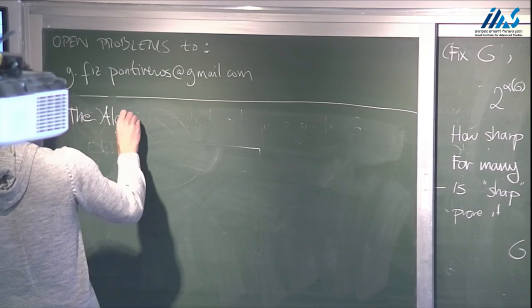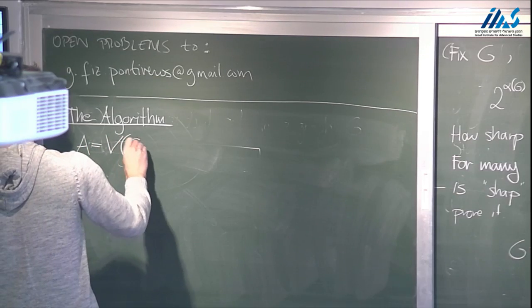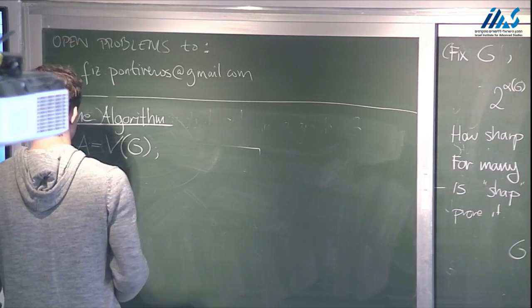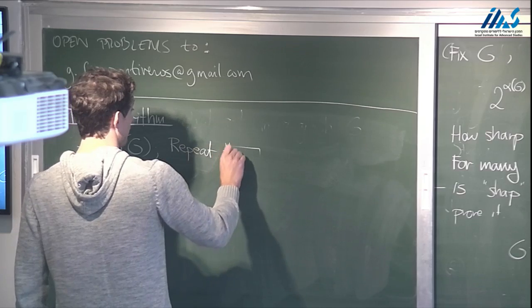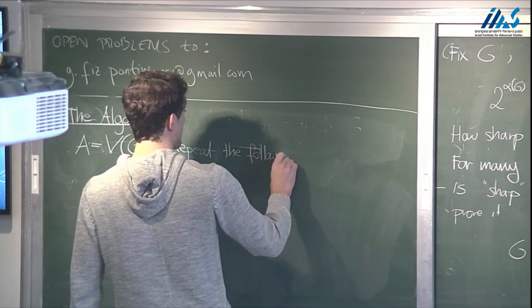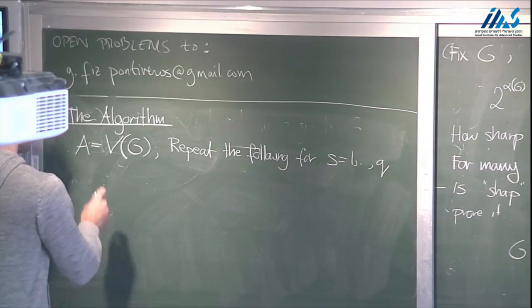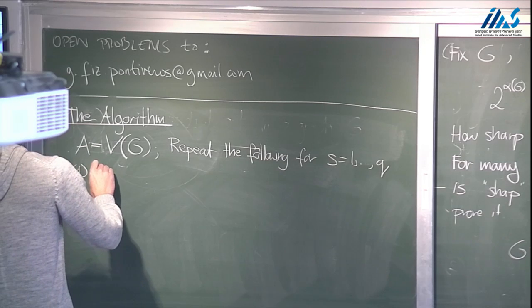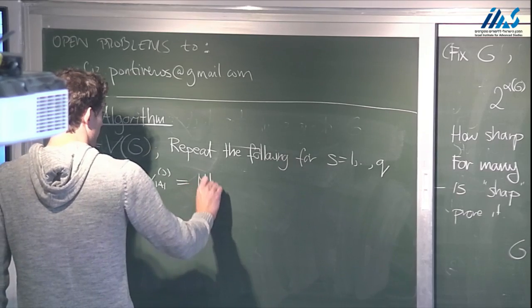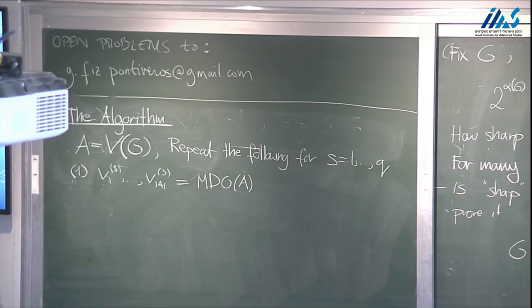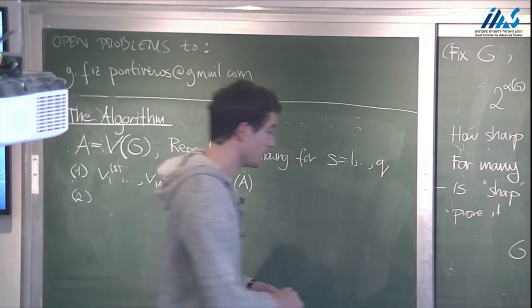So this is the algorithm. We start with the set A equal to everything, and we do the following. We repeat the following for s ranging from 1 up to q. Number one: let v_1^s up to v_|A|^s be the maximum degree ordering on the set A. Number two: we look at the vertices in this ordering. Maybe let me draw a picture here.